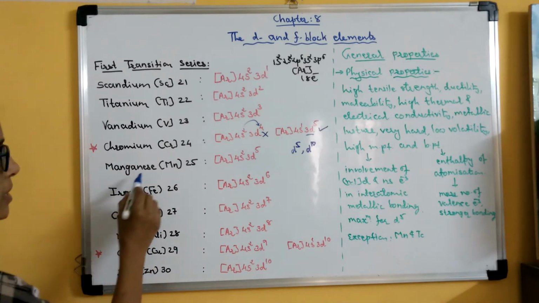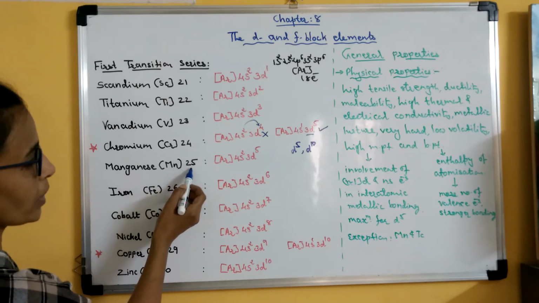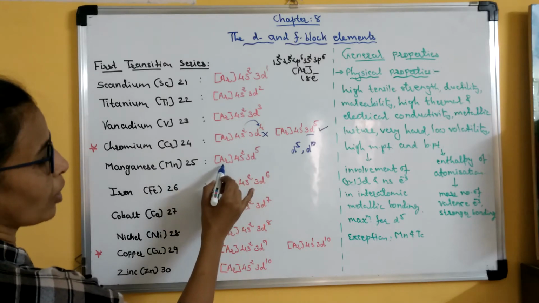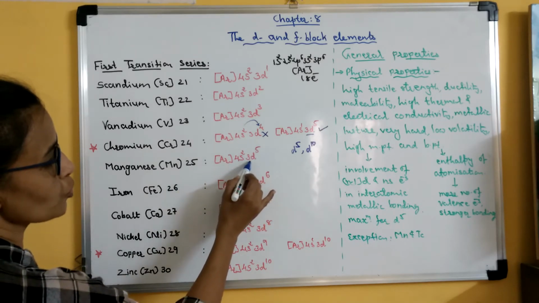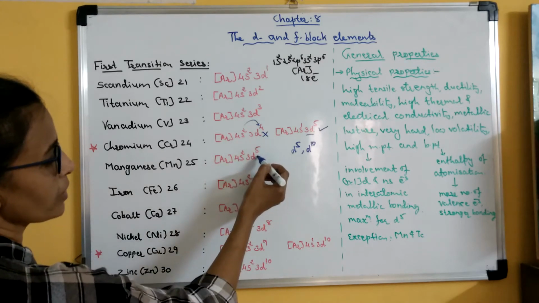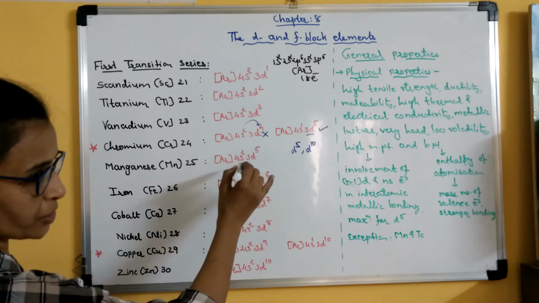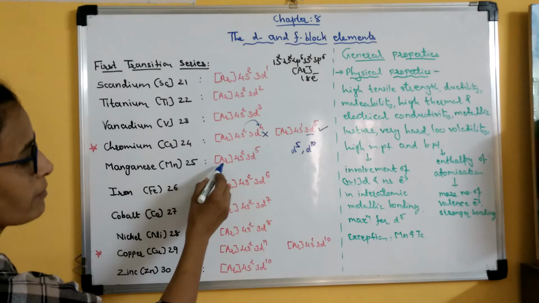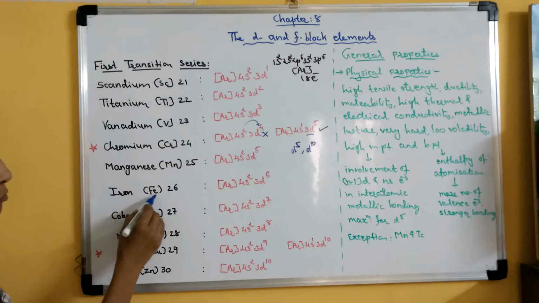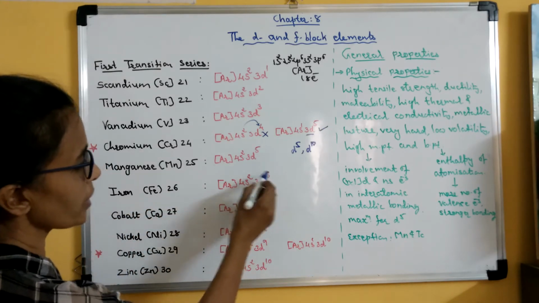Then comes manganese. Manganese, the symbol is Mn, atomic number is 25. So if you follow this trend, then you can see the configuration is argon 4s2 3d5. Clear? So after chromium, the next electron has to enter d orbital. So this will be having d5 configuration. Clear? So manganese is having argon 4s2 3d5 configuration. Then iron, Fe, atomic number 26, configuration is argon 4s2 3d6.